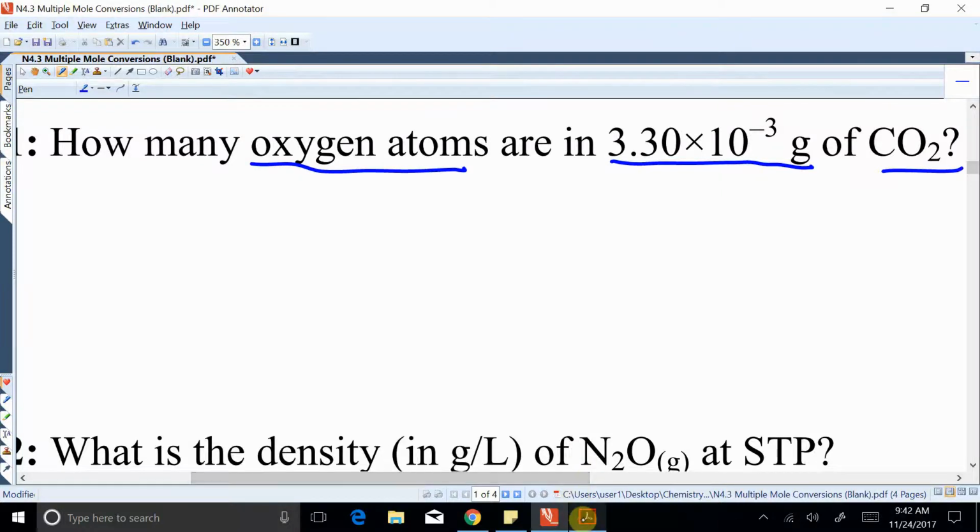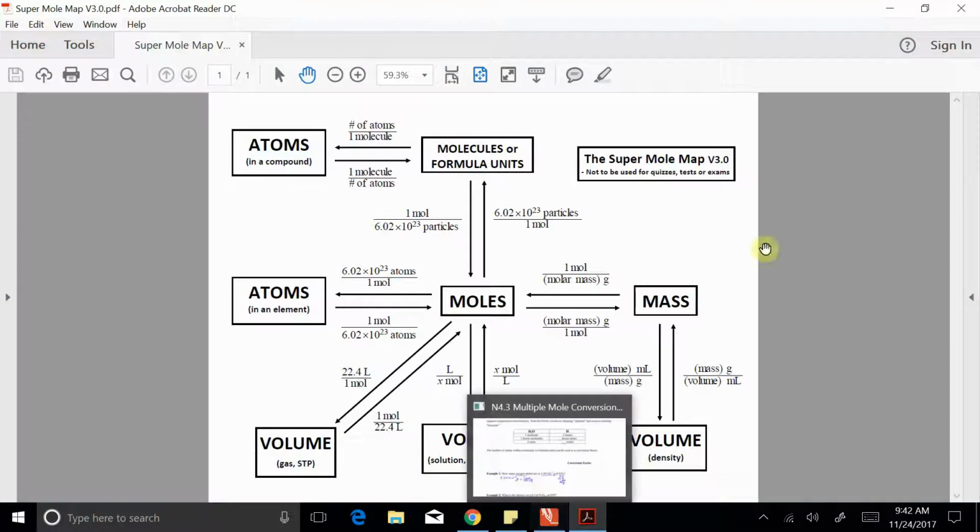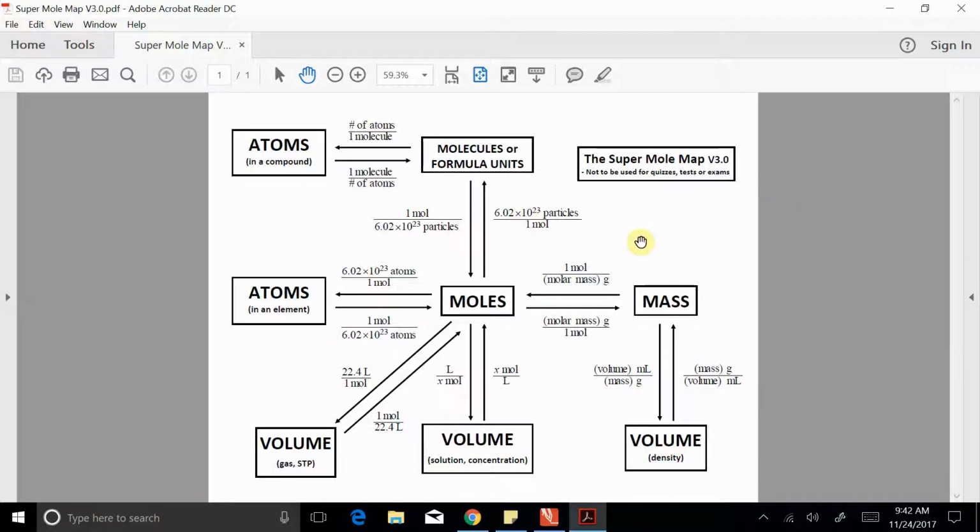So make sure that you get out your handy dandy supermole map. We're going to need to be going from mass to atoms. That means in between we're going to have to stop at moles. So we're going to go mass to moles, and then from moles we're going to go to atoms. Okay, so let's try this out.